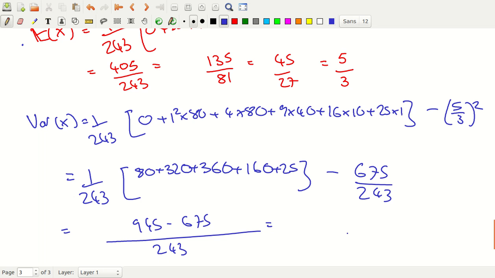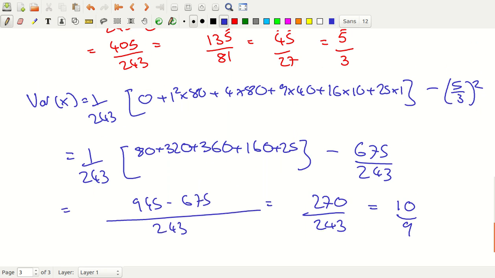I guess that's 270, so there we go, 270 over 243, and we can actually divide a lot through here. We can divide by 27, and get 10 over 9. Okay, so the expected value is 5/3, and the variance is 10 over 9.